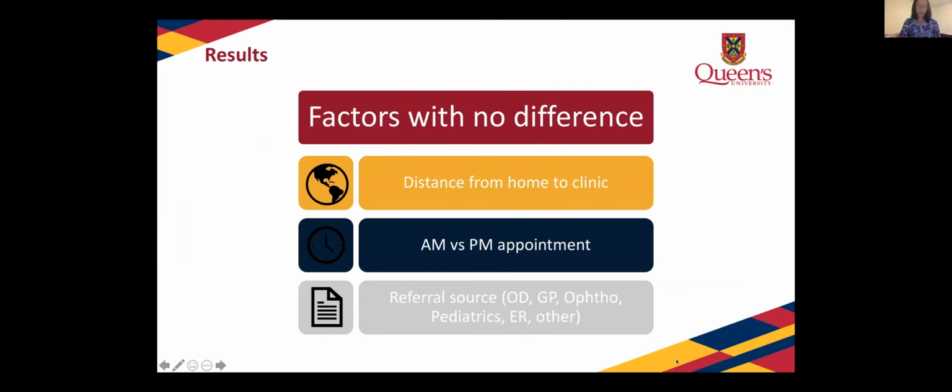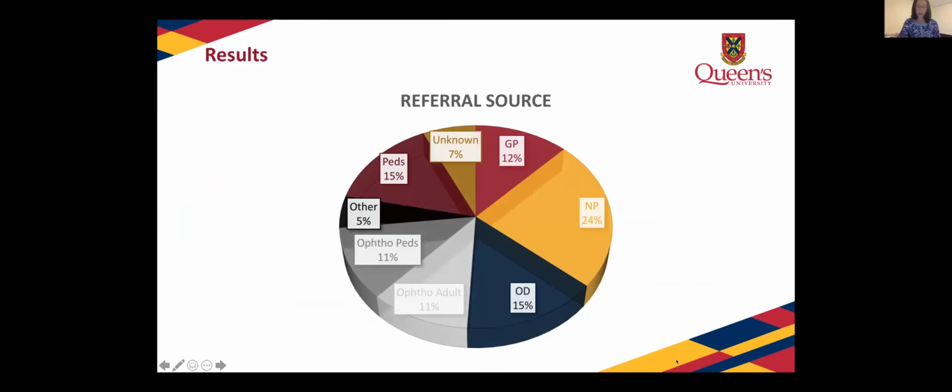In terms of factors where there was no difference, we found that the distance from home to clinic played no role, neither did a morning or afternoon appointment, and the referral source was not statistically different, although we did notice that the highest percentage of no-shows did tend to be from nurse practitioners, although this did not reach statistical significance.